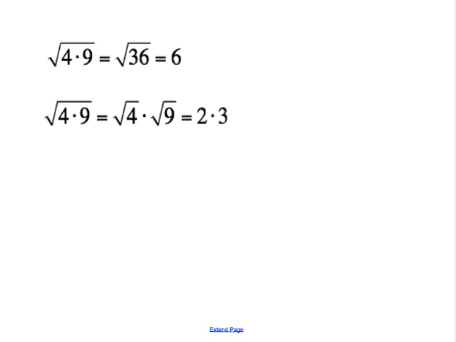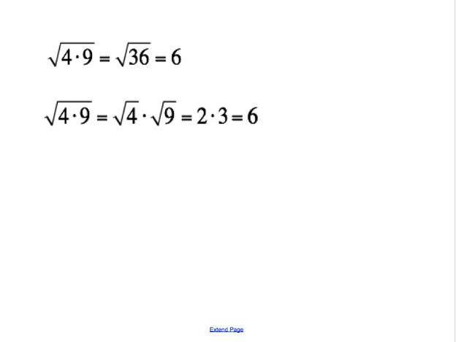All right, time for a quick review of simplifying square roots. So check this out. Square root of 4 times 9 can be calculated two ways. I can multiply the 4 times 9, so that's the square root of 36, which we all know is 6. But I could also split it up into two square roots. Square root of 4 times 9 is square root of 4 times square root of 9. Square root of 4 is 2, square root of 9 is 3. And 2 times 3 is 6.